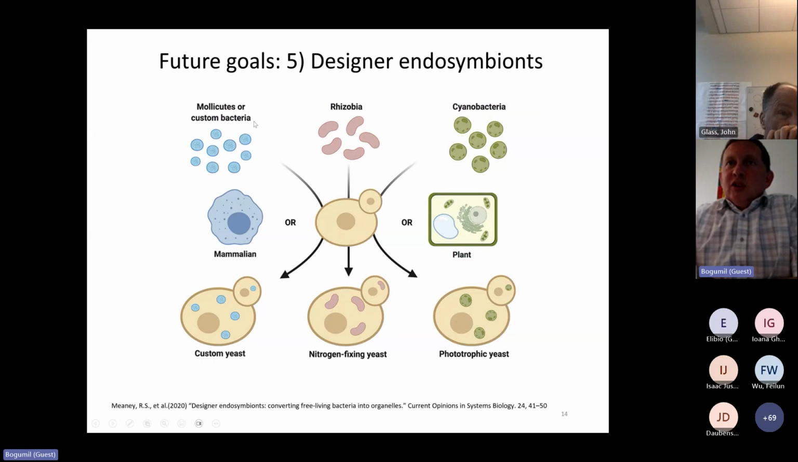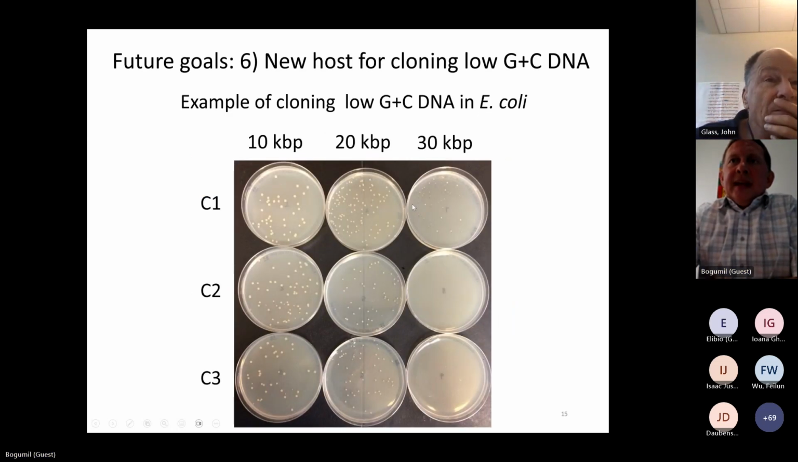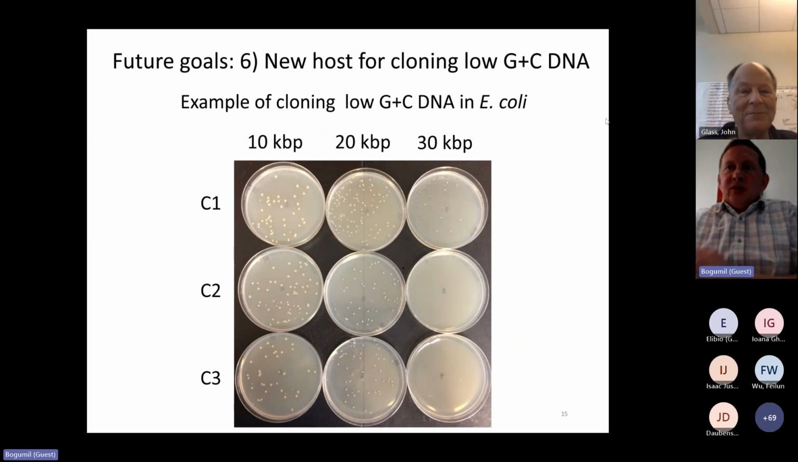We would like to also turn Acholeplasma into an organelle, so we can fuse it. There is a protocol for fusing whole cells with yeast, and that also works for these Acholeplasma. We can fuse them, and maybe we could turn it into an organelle. I think that's the last slide.